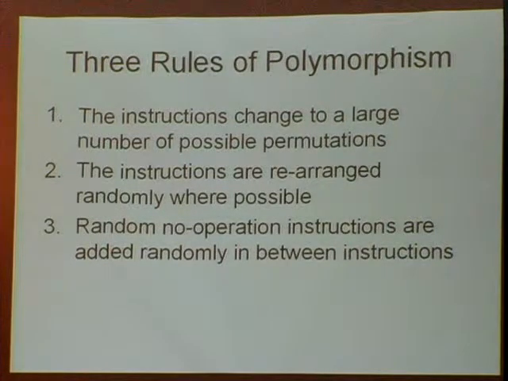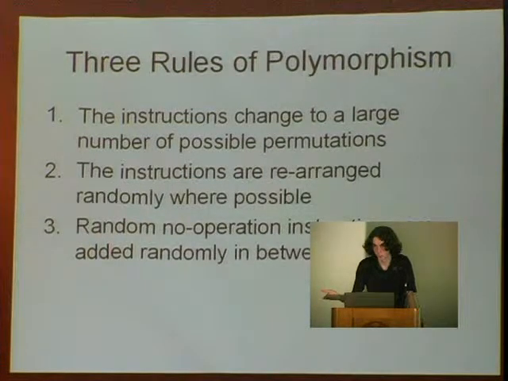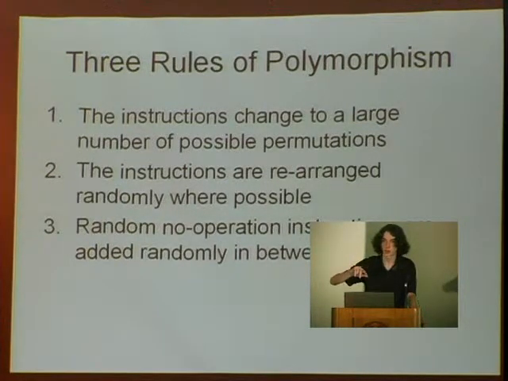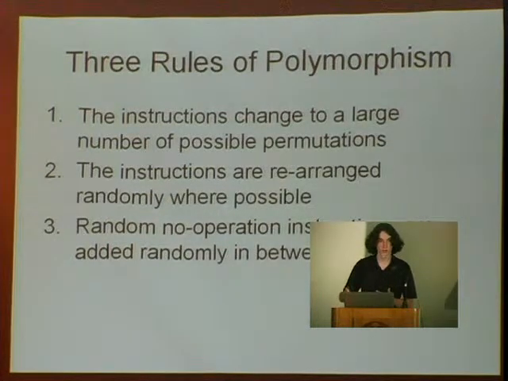The second rule is that the instructions in the encoder, or whatever the code is that you're polymorphing, are rearranged randomly when possible. So if you're using two different registers and they don't depend on each other, you can switch the code around without actually modifying the program. For example, if you clear ECX and then you clear EAX, you can do that in any order in your code. But if you clear ECX and then move a value into it, you obviously can't just switch that around. So basically, you just have to rearrange the instructions in your code to as many possible permutations as possible.